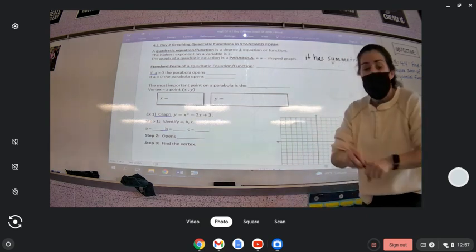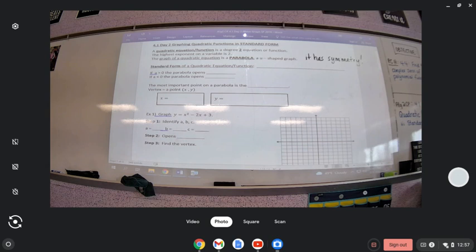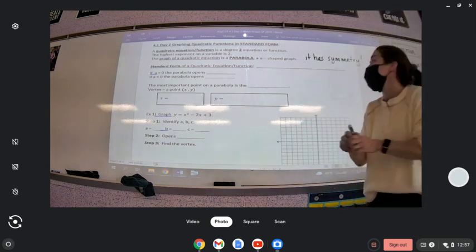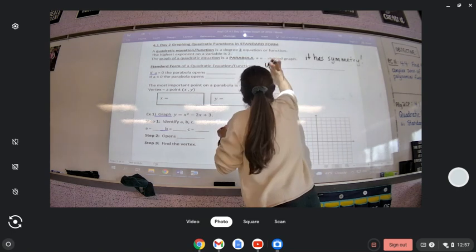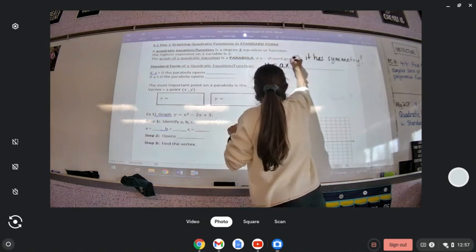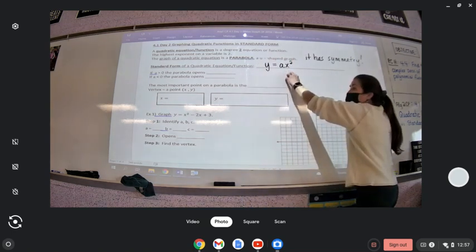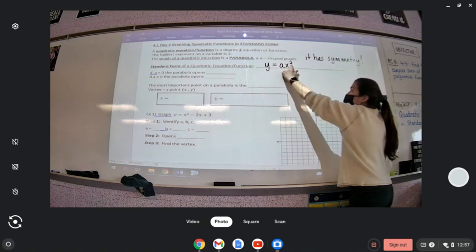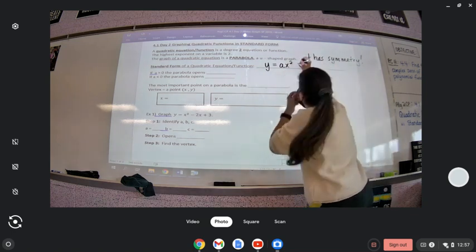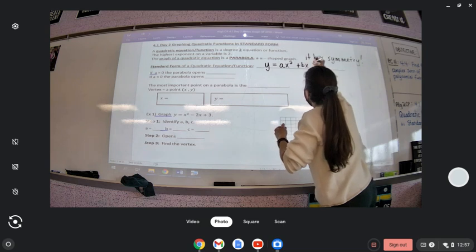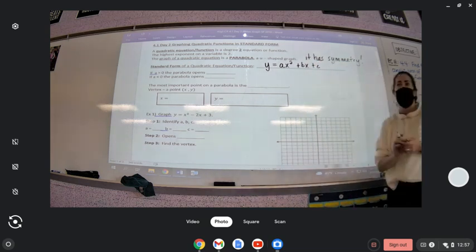Okay, if you are a quadratic equation, then you can be written in this form. This is going to be our go-to formula right now. y equals ax squared. That's what makes it quadratic. The highest exponent on a variable is 2. And then plus bx and plus c.